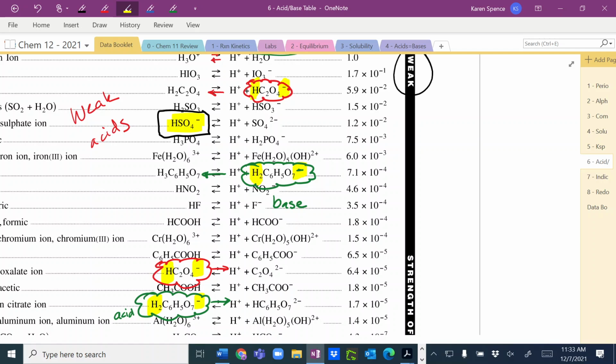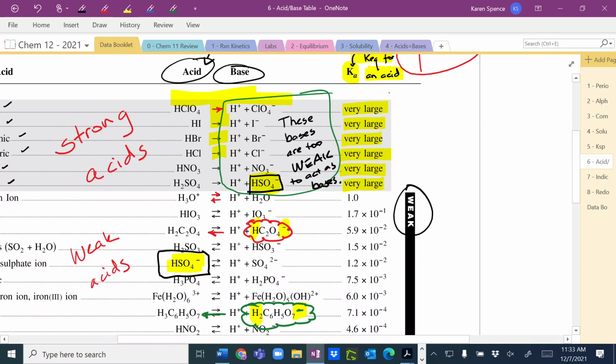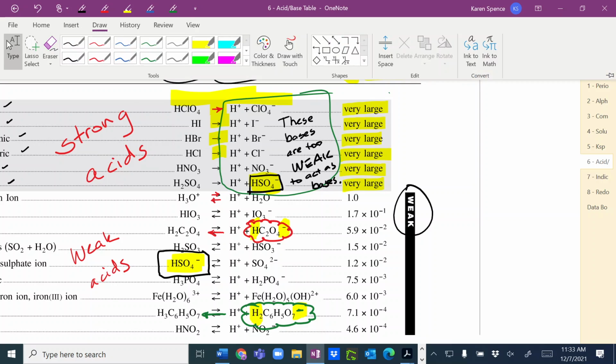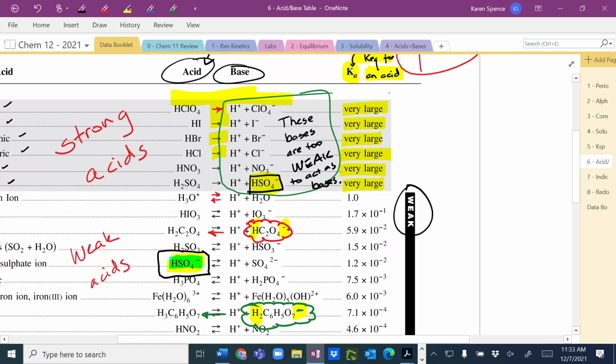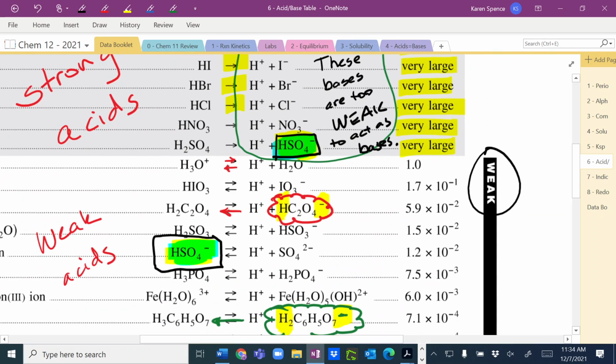The only exception to that thing where you have a hydrogen and a negative charge is, get me a different color here, HSO4 minus. Why is that not amphiprotic? It has a hydrogen and it has a negative charge. Why is it not amphiprotic? Because it is too weak to be a base. It is the only exception to that rule. Okay? So there we are.